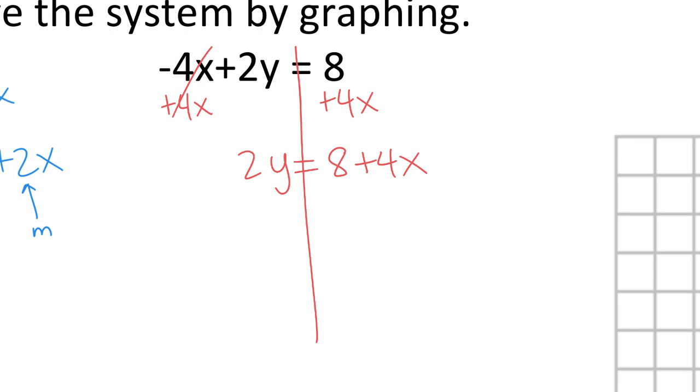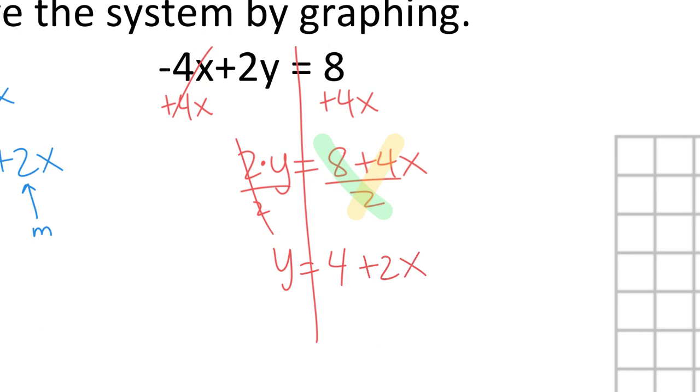I still don't have y alone, so I need to get rid of that 2. It's a 2 times y, so I'm going to divide by 2 on both sides of the equation. Make sure you do this division. We need to do 8 divided by 2, giving me 4. And then I also need to do 4 divided by 2, which is +2.